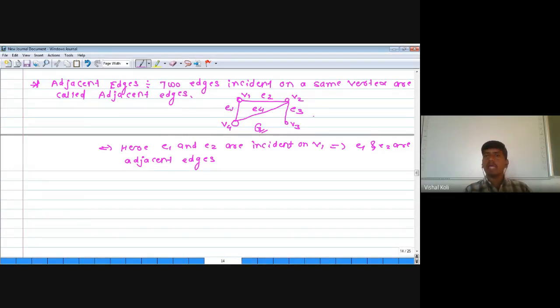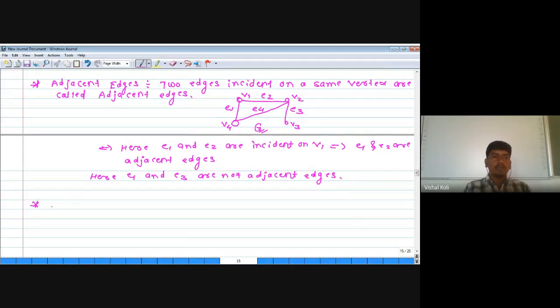But edge E1 and E3 are not adjacent edges since they are not incident on the same vertex of the given graph G. Here, E1 and E3 are the two edges which are incident on two different vertices. Therefore, E1 and E3 are not adjacent edges. Okay. Now, the next definition will be adjacent vertices.